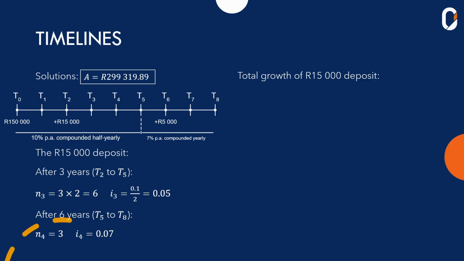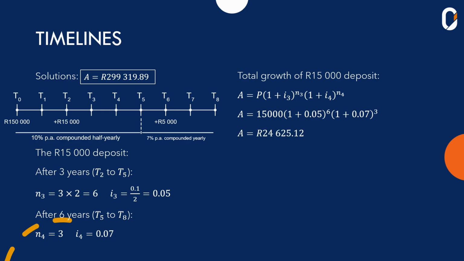We can go on and calculate the total growth of the 15,000 rands deposit. Again, I'm going to introduce the formula as the previous one with two 1 plus i's. That is A is equal to P, 1 plus I3 to the power N3, all multiplied by 1 plus I4 to the power N4. And substituting in my values, I will have A is equal to 15,000, 1 plus 0.05 to the power 6, all multiplied by 1 plus 0.07 to the power 3. And that will give us an accumulated amount of 24,625 rands 12 cents. And we are done with the 15,000 rands deposit.